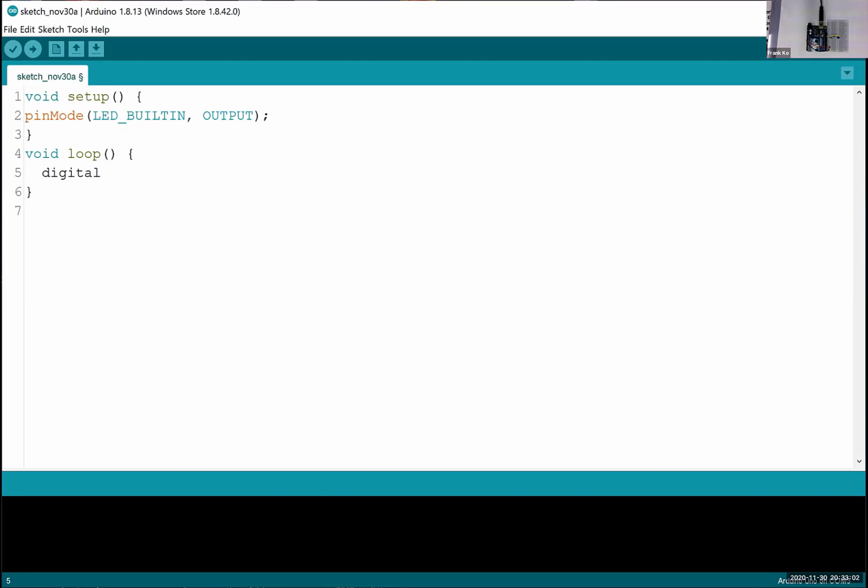Digital write, open parentheses, LED underscore built-in, comma, high, close parentheses, put a semicolon there, enter. Next will be delay. And I'm going to ask you to change something. Actually, let's just use program code. Just type in 1000.